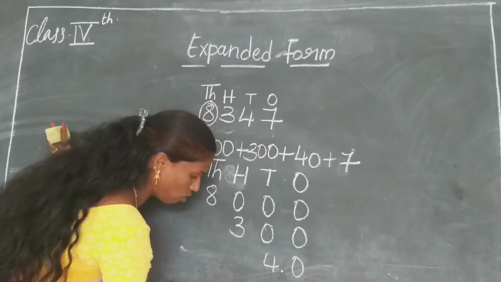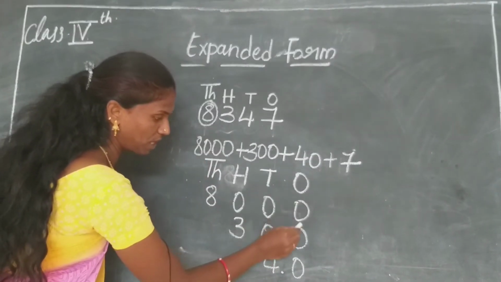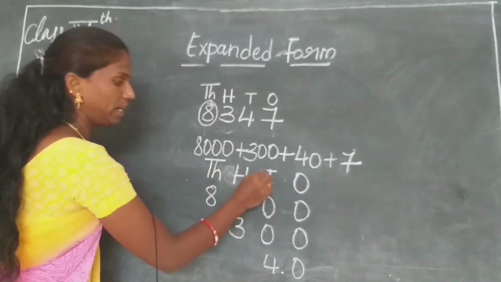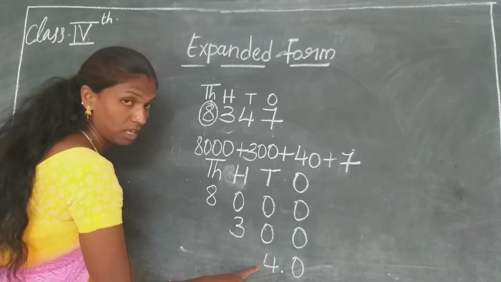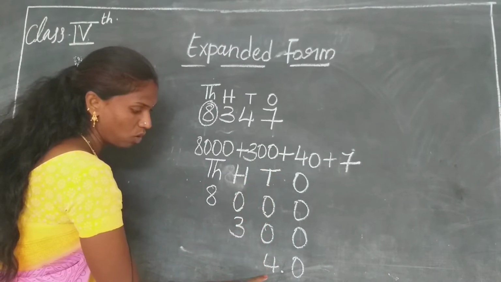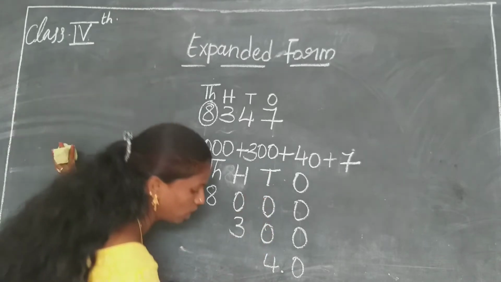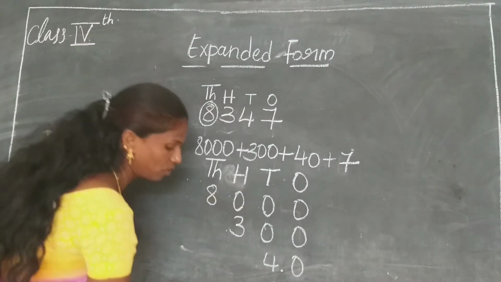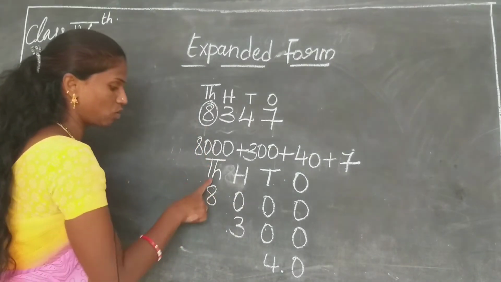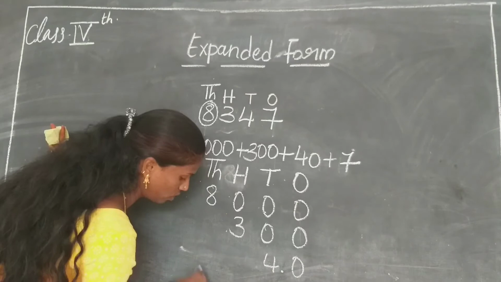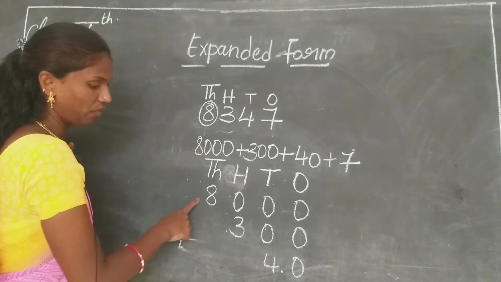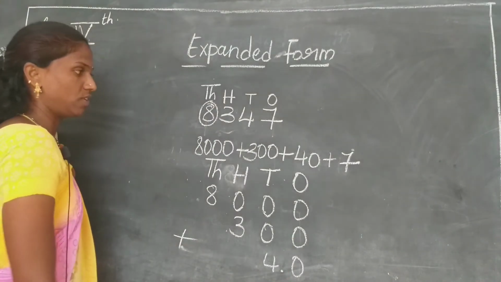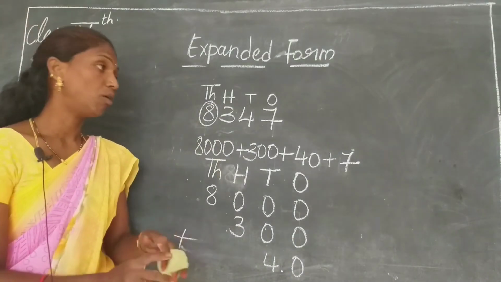So we have to add all these numbers. In ones place all zeros, only 7 is there, so we write 7. In tens place, 0 and 4, so we write only 4. In hundreds place 0, 3 is there, so we write 3. In thousands place 8 is there, so we write 8. If we add all these numbers, we get the same number, 8347. Expanded form means just we are elaborating that number.